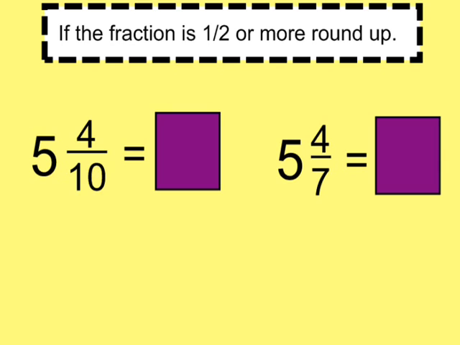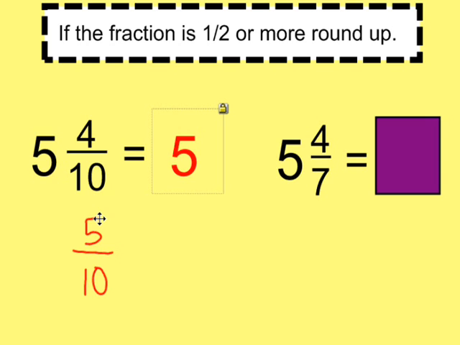It's pretty easy. If the fraction is equal to 1/2 or greater, we're going to round up. If the fraction is less than 1/2, then the whole number will remain the same. So in this first example, 5 4/10, if you're going to round that to the nearest whole number, 5/10 would be 1/2. So this is less than 1/2. Therefore, that would just remain at 5.